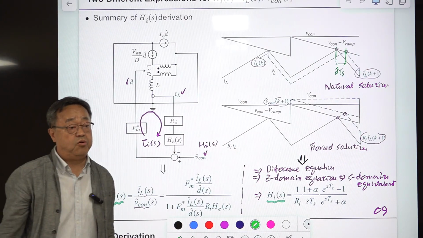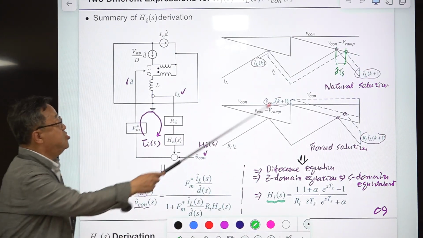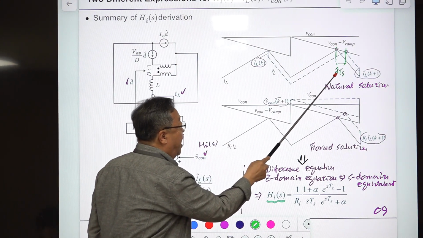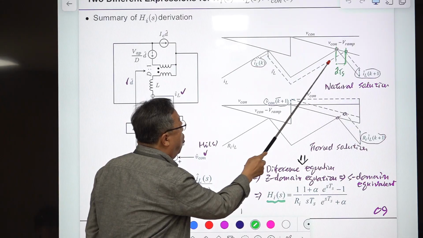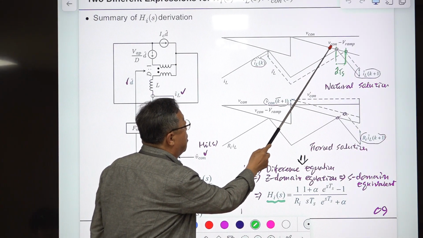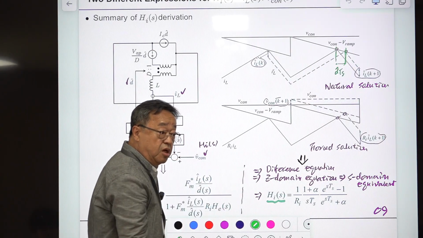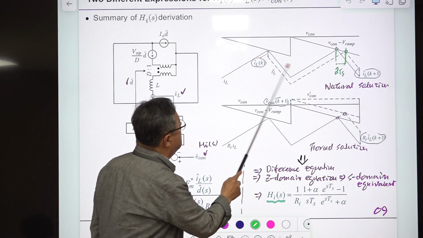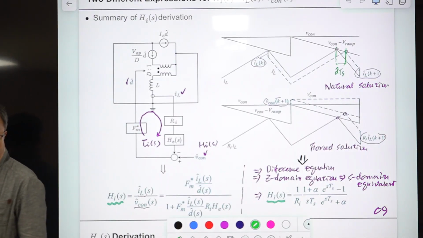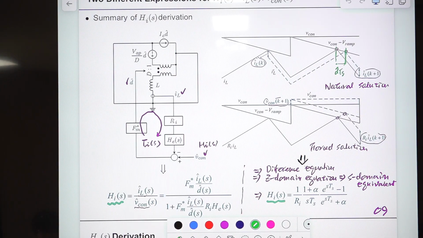Okay, it's the natural solution, and using this geometry, we used this D prime D hat TS, and the slope of this sense waveforms or this ramp signal or control voltage. And so we derive the relationship between this and this. Okay, that was the natural solution, and the other one was the forced solution.